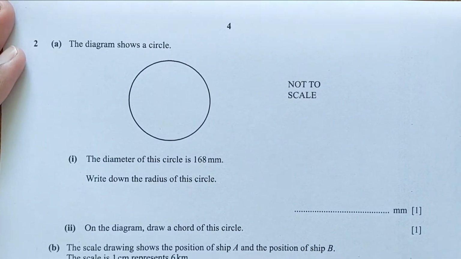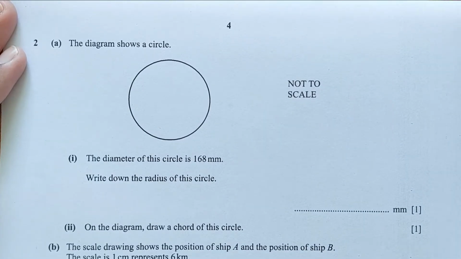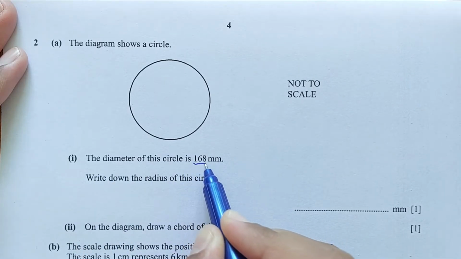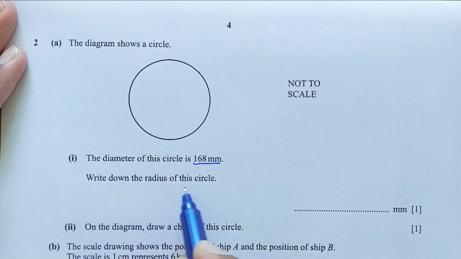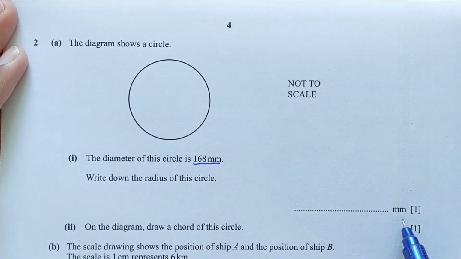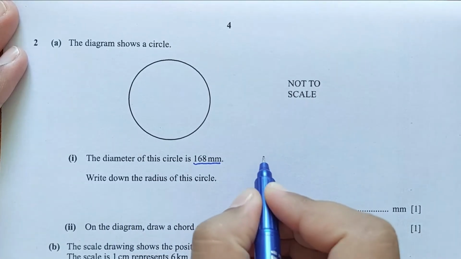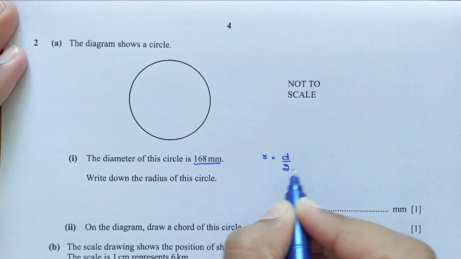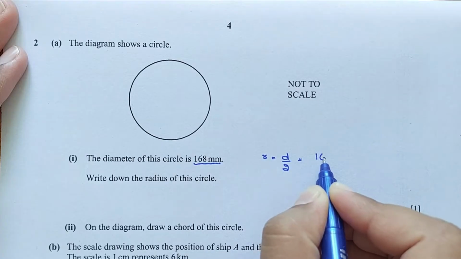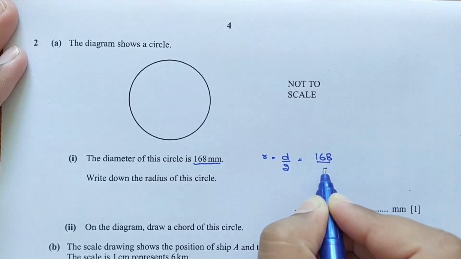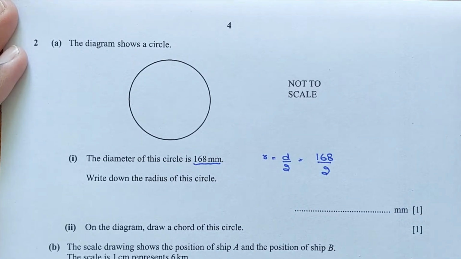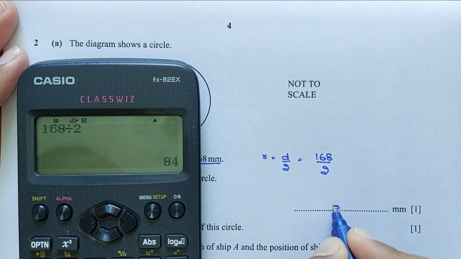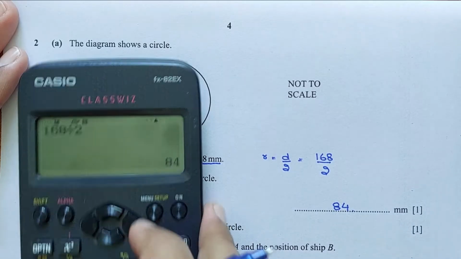Question number 2, part A. The diagram shows a circle. Number 1, the diameter of this circle is 168 millimeter. Write down the radius of this circle in terms of millimeter. The radius of a circle is half of the diameter. So if the diameter is 168, we have to do half of 168, we will get the radius. 168 divided by 2, so 84 millimeter is the radius of the circle.